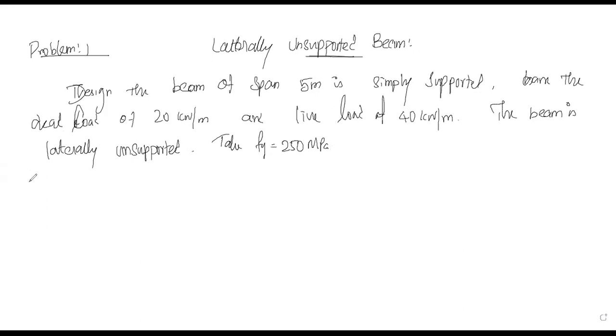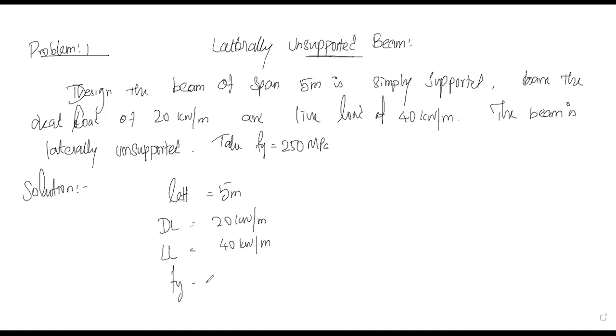Okay. So now let us move on to the solution part. The beam length L effective is equal to 5 meter and dead load DL is equal to 20 kilonewton per meter. So this is UDL, and the live load also 40 kilonewton per meter. This is also UDL. Fy they have given us 250 Newton per mm square.